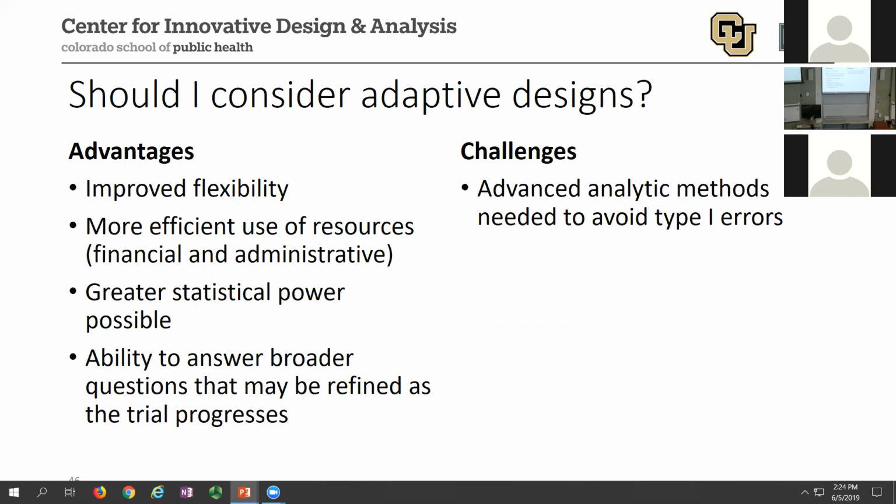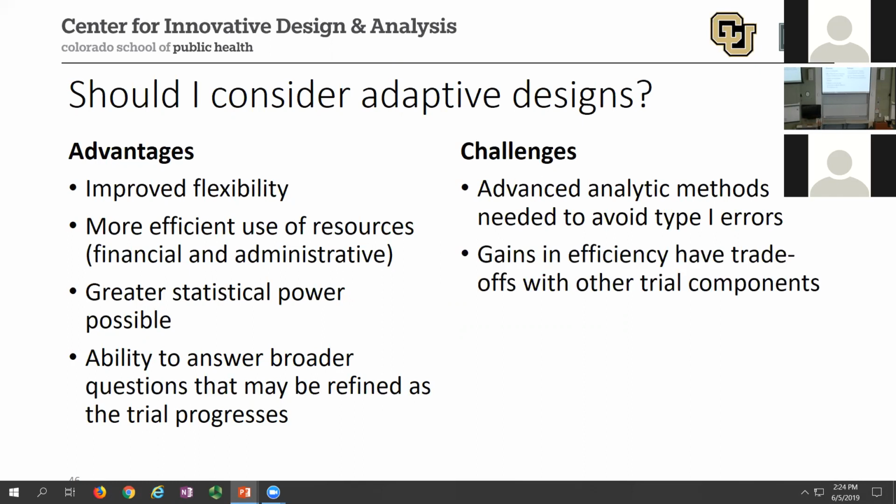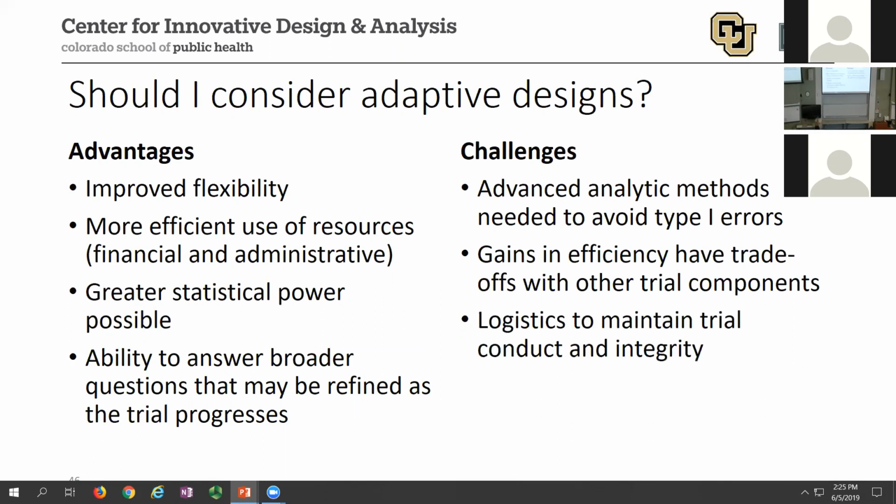One of the challenges, though, is that these methods and approaches to design do need advanced analytic methods to help reduce your chance of making those type 1 errors that the FDA does not want you to make. There are gains that you might have in efficiency that naturally result in some trade-off with some other piece of your trial. So even in this case of maybe doing an interim analysis to stop for futility or efficacy, by taking a peek at the data, we're going to need more subjects overall if we have to enroll the entirety of the trial than if we had done just a fixed design with no interim monitoring.